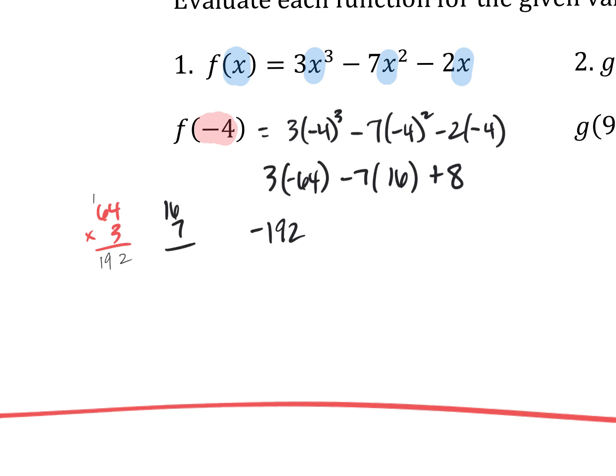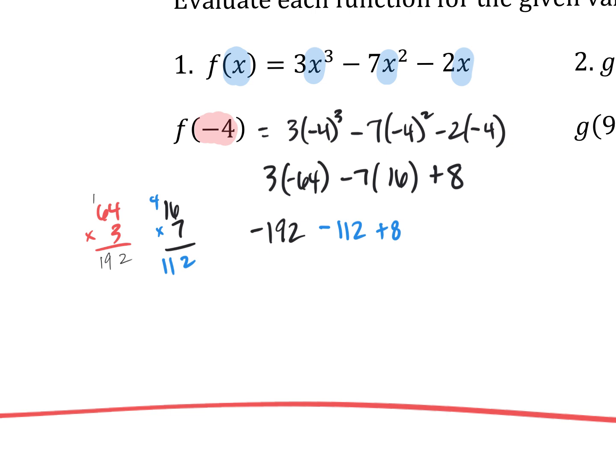16 times 7. 6 times 7? 42. We carry that little 4. 7 times 1? Add that 4. 11. So we got minus 112 plus my 8. It is literally 248, and I'm making us do this in our head.